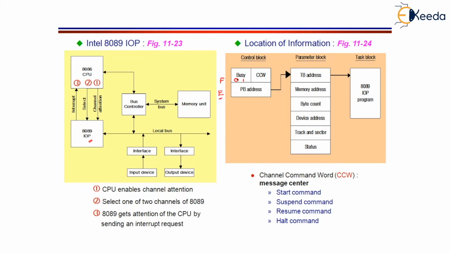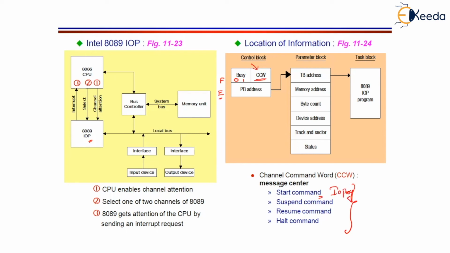Now, the moment it sees that it is 0, it is going to fill the channel command word. What is the channel command word? The channel command word has separate commands. First one is the start command. What is the command? The command is an IO program.